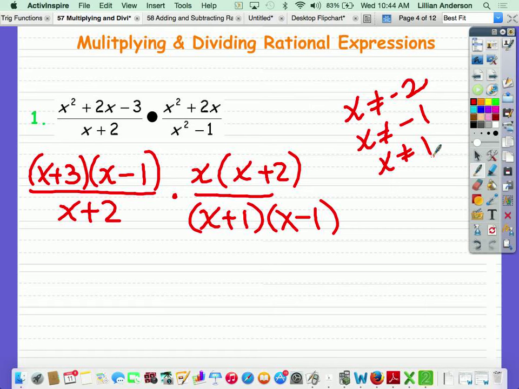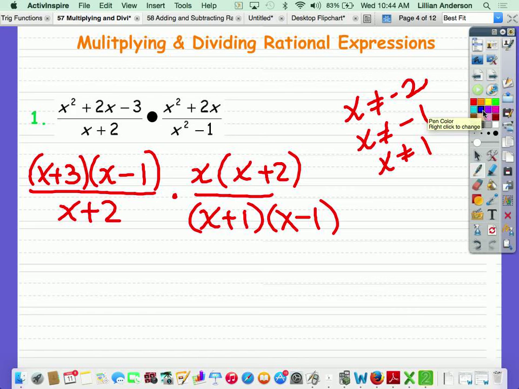Why is it not 3? Because I can plug in 3 into any of these and I have a number at the bottom. Wherever x plus 2 equals 0, x plus 1 equals 0, x minus 1 equals 0, where any of your factors equals 0. So there's no 3 at the bottom. What's the third one? 1.